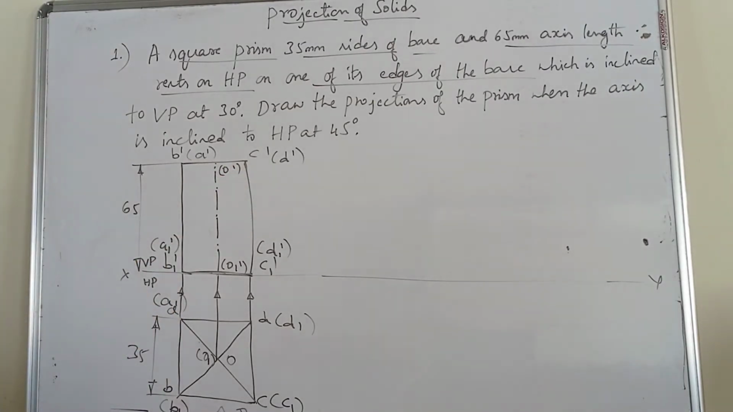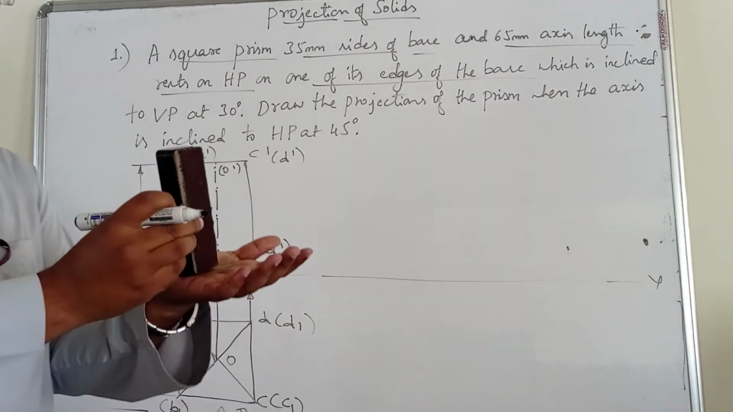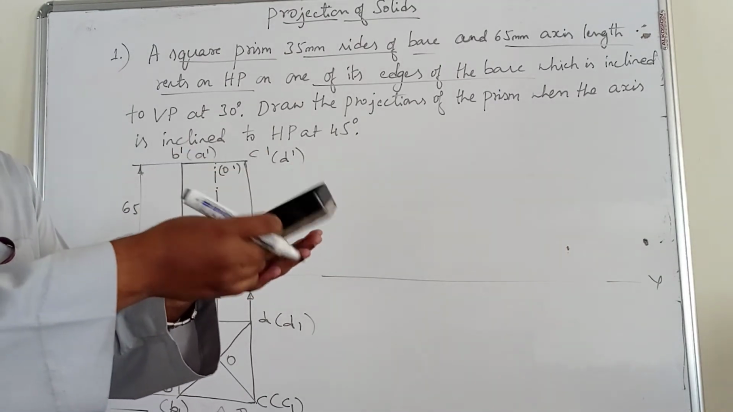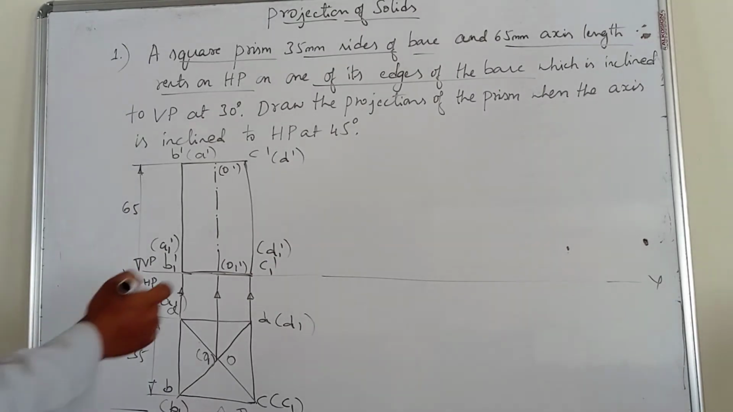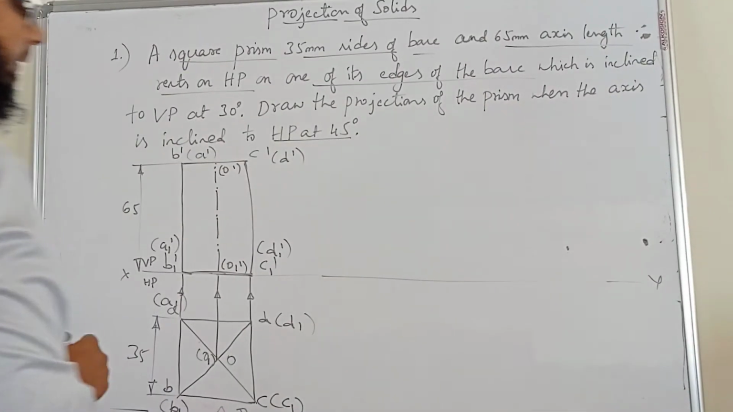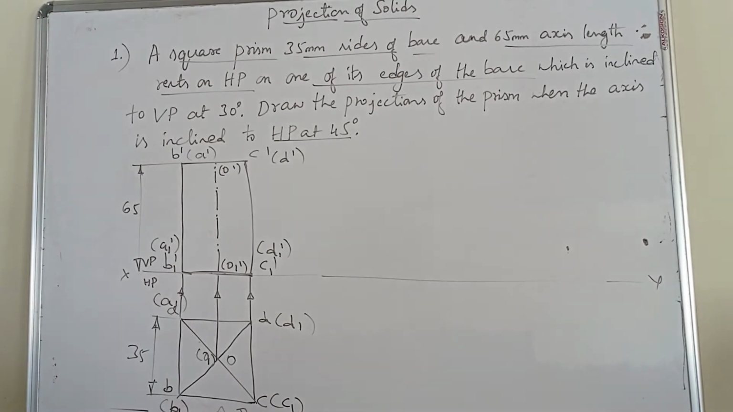So now we have done with the first position, top and front view. So second position, we know that we have to give the angle of inclination to the right side. The second angle of inclination to the HP, here they have mentioned 45 degree. So what is the procedure here to do it?